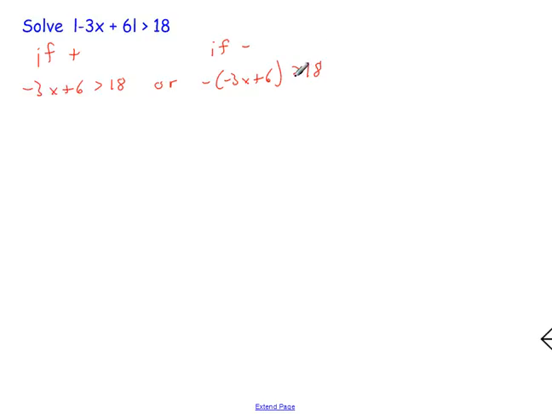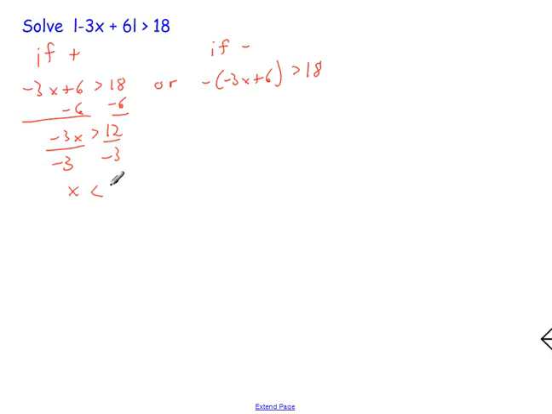So we'll go ahead and solve both of these. We're going to start by subtracting 6 from both sides here. So negative 3x is greater than 18 minus 6 is 12. We divide by negative 3. Alarm goes off because we divided by a negative, so we change the direction of the sign. So x is less than negative 4.